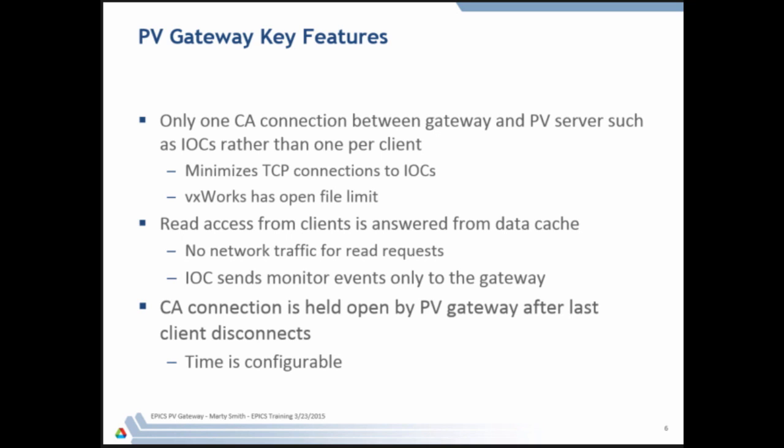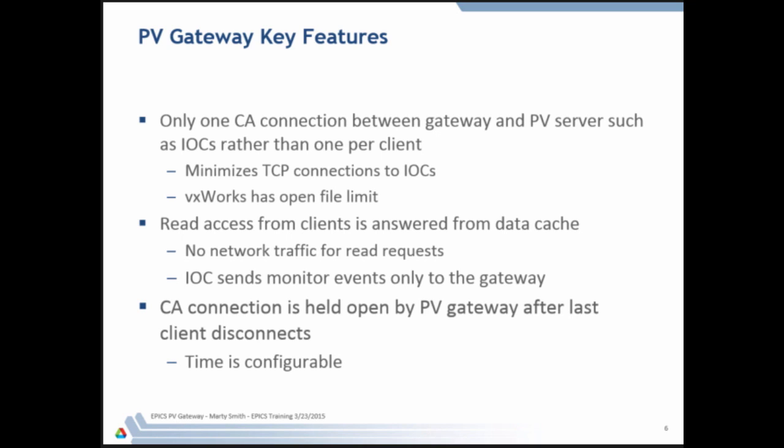So, like I already said, the read access from clients is answered from the data cache, basically from the virtual connection. So there's no network traffic on the IOC side for read requests. So the IOC sends its monitor only to the gateway. And if there's a channel access client connected, then the gateway will send that data back to the client.